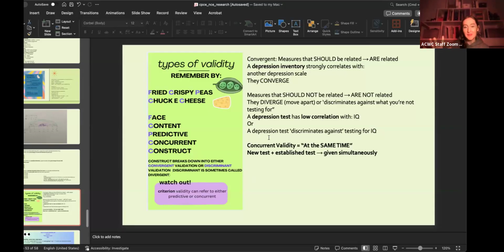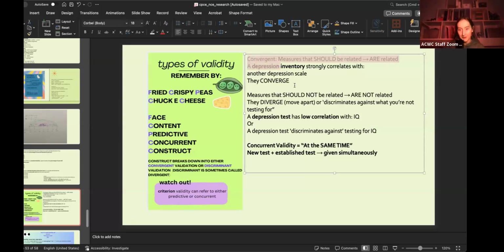That's the easy part. Here's where it gets weird, okay? Construct validity can be broken down into two types. One is convergent, and one is divergent or discriminant. When you have convergent, this is why I said at first I used to get it confused with concurrent, so don't get it confused because I used to. When you have convergent, it means you have a depression inventory and it's going to strongly correlate with another depression scale. They converge. They come together.